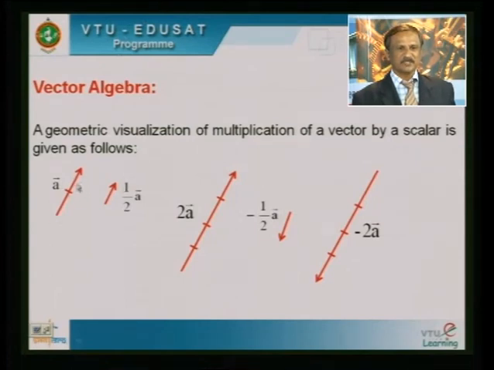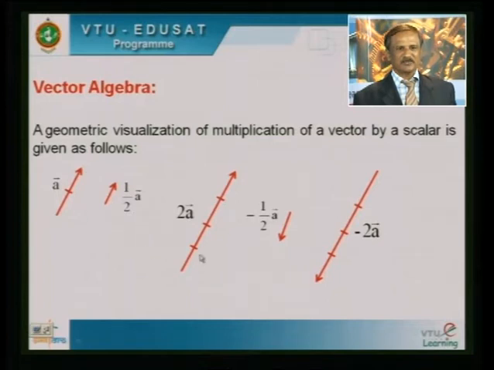So, for example, A is the given vector. Now, I want to multiply lambda into A. Here, I have taken, or you can choose, lambda equal to 1 by 2. Is it clear? So, this is the length of the given vector. If I multiply 1 by 2 into A, you will get half of the given vector. You will get this much of vector, and this is the given vector. If I multiply by 2, what will I get? 2 times A.